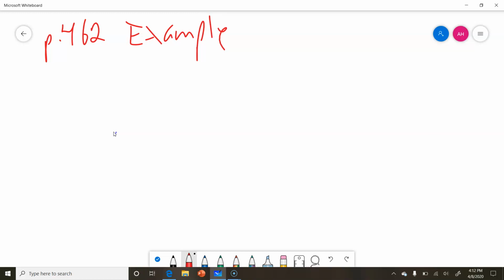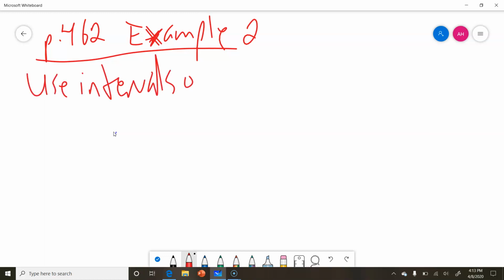So if you're not looking at it, you need to pull it up so you can watch me do it. This is page 462, and this is the example. It's technically number 2. What they do is they say we're going to take all that data and use intervals of 10. Okay, so now we need to make what's called the frequency chart.